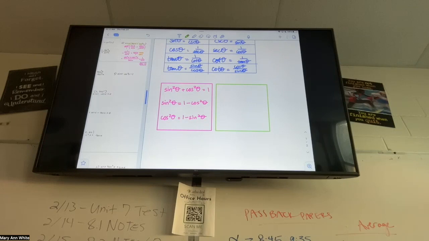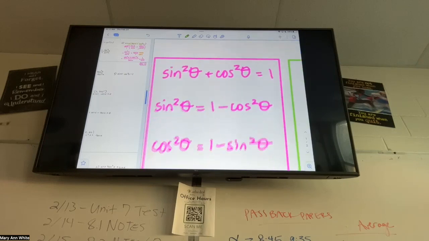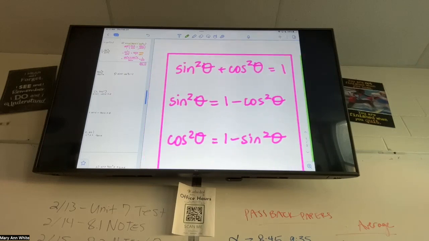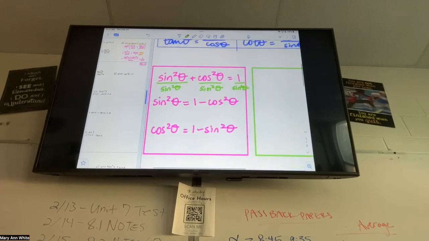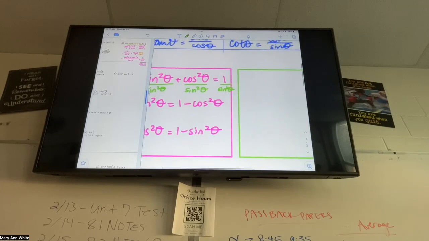So now, in order to get my green equation, I'm going to divide all of these terms. We're going to divide by sine squared. If you do something to every single part, it still counts as an equation. So I'm still using my original equation. I'm allowed to do this. What happens if I divide sine squared by sine squared? What am I left with? 1. I'm left with 1.